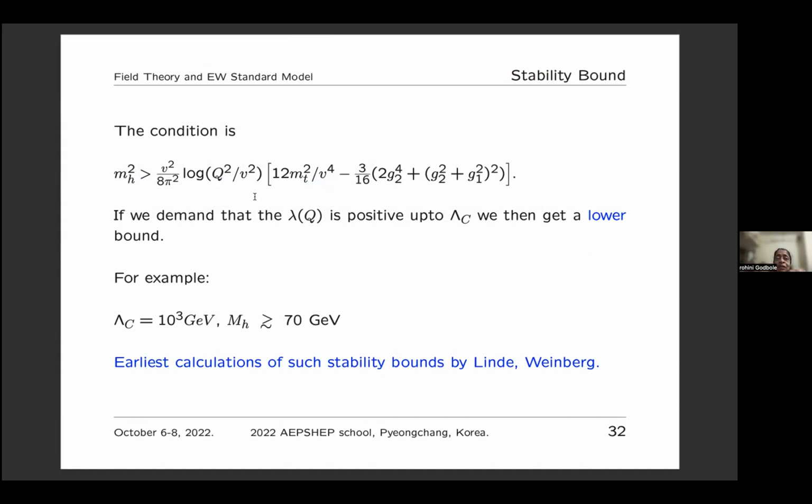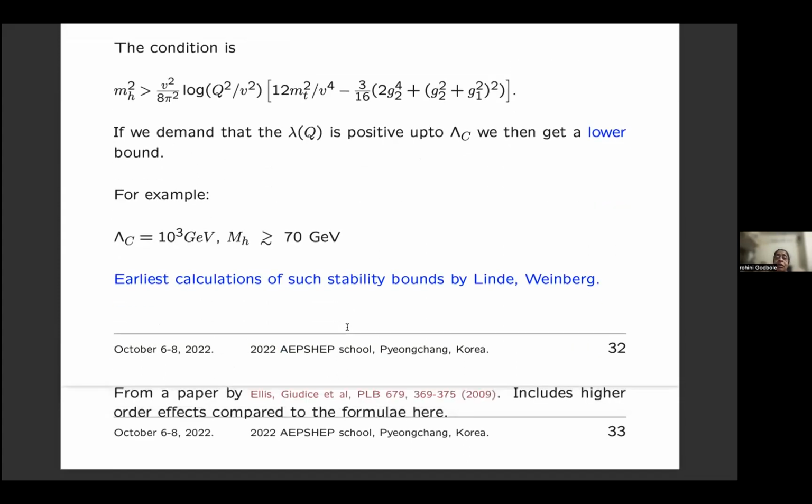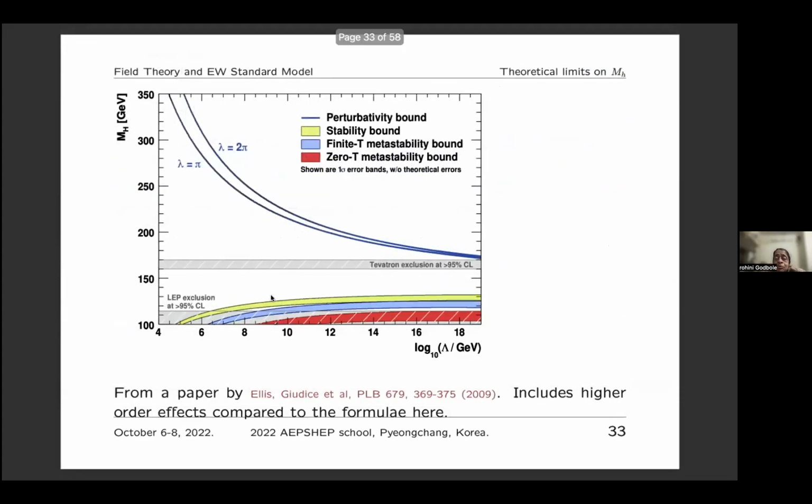So now if lambda c is 10 to the 3 GeV, you put that in this equation, you will find that mh should be greater than 70 GeV. So this is the lower limit on the Higgs mass you will get by demanding that lambda does not turn negative up to a particular energy scale. So if lambda should not turn negative all the way to the Planck scale, then the mh that you will get will be somewhat bigger. And these kinds of calculations were done.